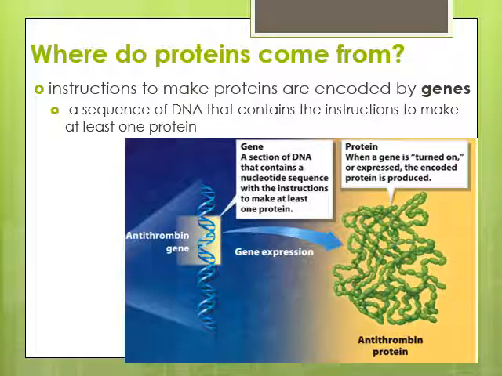Okay, so where do proteins come from? You guys have heard that you have genes, you have a genetic code, you have a genome, right? And a gene is basically just a sequence of DNA that contains instructions to make or encode at least one protein. So all of the instructions to make proteins are encoded in genes. So your genetic makeup, all of your genes, tell your body the instructions for which proteins you're going to make and which ones you're not going to make.